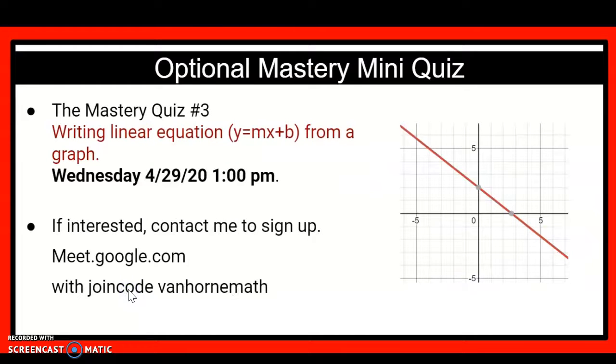Optional Mastery Mini Quiz will be offered tomorrow, that's Wednesday, on April 29th at 1 p.m., where you will be writing linear equation from a graph. So if you have a graph like this, do you know how to write an equation from it? It's pretty simple. So if you know it, sign up and you can improve your quiz grade. If you're interested, contact me to sign up, and we'll be meeting at meetgoogle.com with a join code of Van Horn Math.